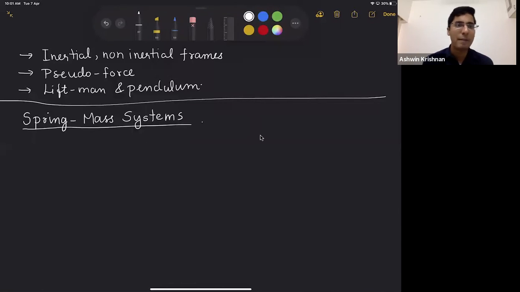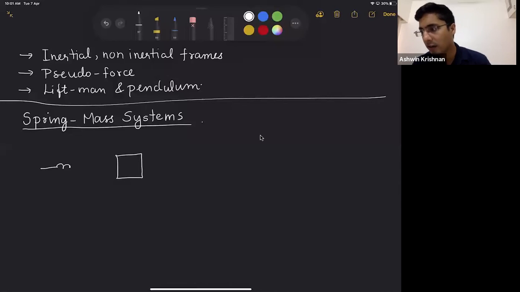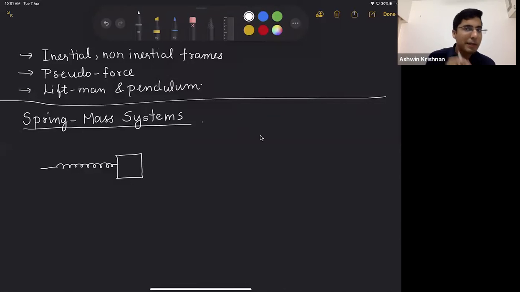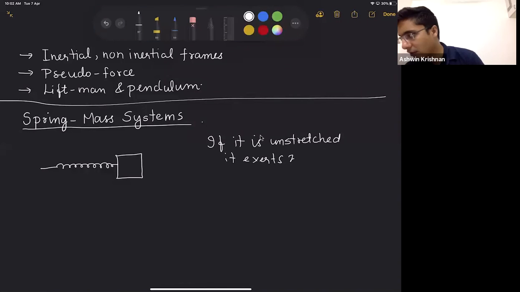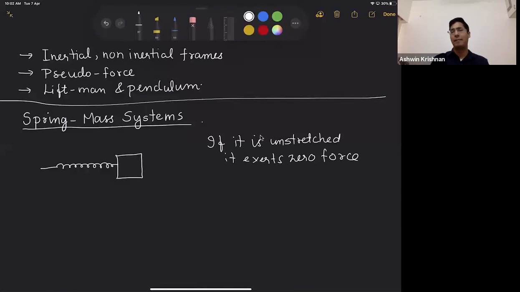Okay. Now, spring mass systems are very, very simple. In spring mass systems, you basically have a mass and you have a spring. Now, the spring has a very simple rule. The spring's rule is that if it is unstretched, it exerts zero force on the body attached to it. If you don't stretch a spring, there will be no force, right?